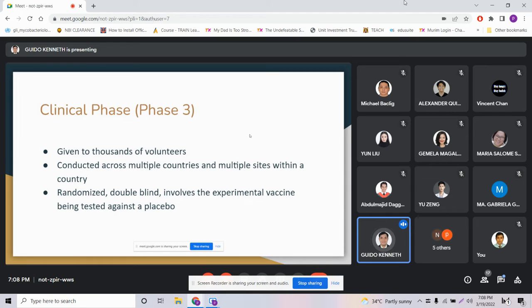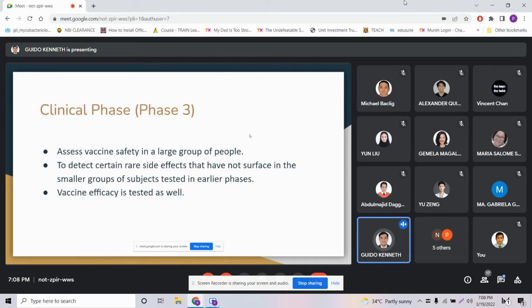The trial is randomized and double-blinded, which means that neither the human subjects nor the researchers know who got the vaccine. The experimental vaccine is pitted against a placebo, which may be a saline solution or a vaccine for another disease. The purpose of phase 3 clinical trials is to assess vaccine safety in a large group of people and to detect certain rare side effects that have not surfaced in the smaller groups of subjects tested in earlier phases. Vaccine efficacy is tested as well.